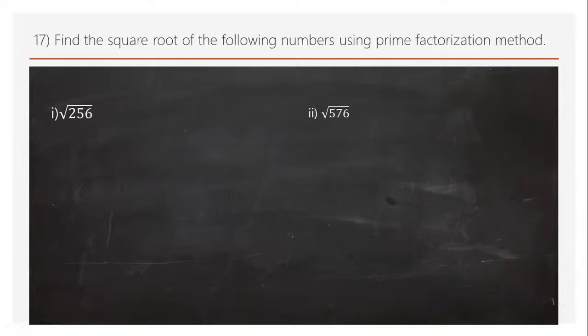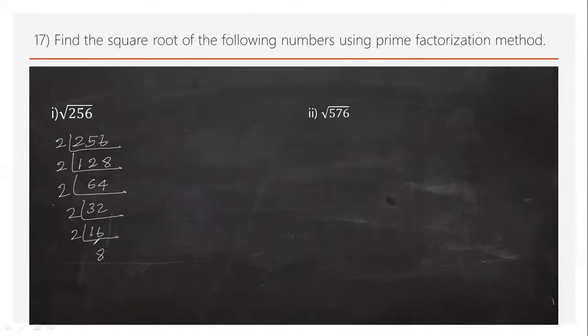Find the square root of the following numbers using the prime factorization method. Divide by the smallest prime number 2: 128, then 64, 32, 16, 8, 4, 2, 1. Look at the 2s altogether: 1, 2, 3, 4, right?